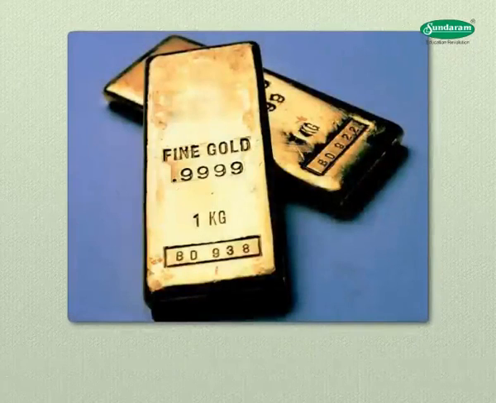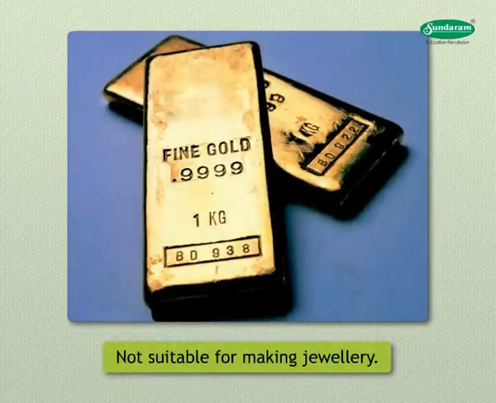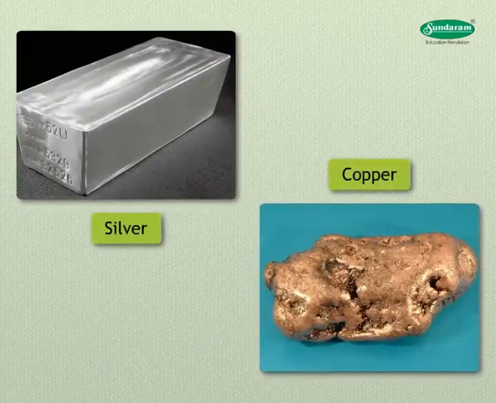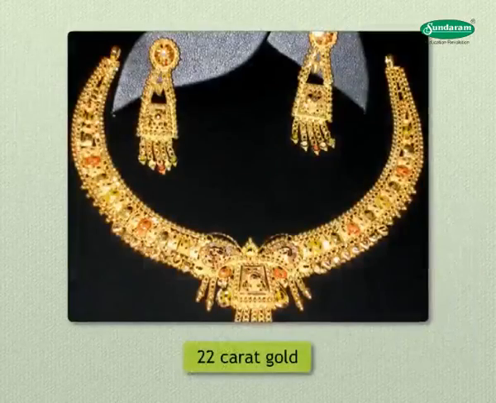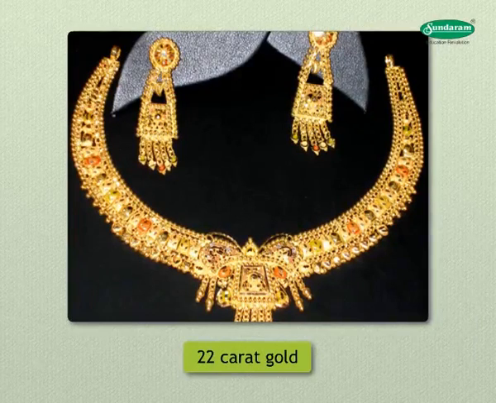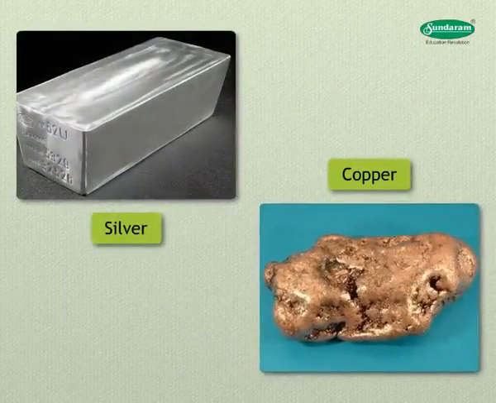Pure gold, known as 24-karat gold, is very soft. It is therefore not suitable for making jewelry. It is alloyed with either silver or copper to make it hard. Generally, in India, 22-karat gold is used for making ornaments. It means that 22 parts of pure gold is alloyed with 2 parts of either copper or silver.